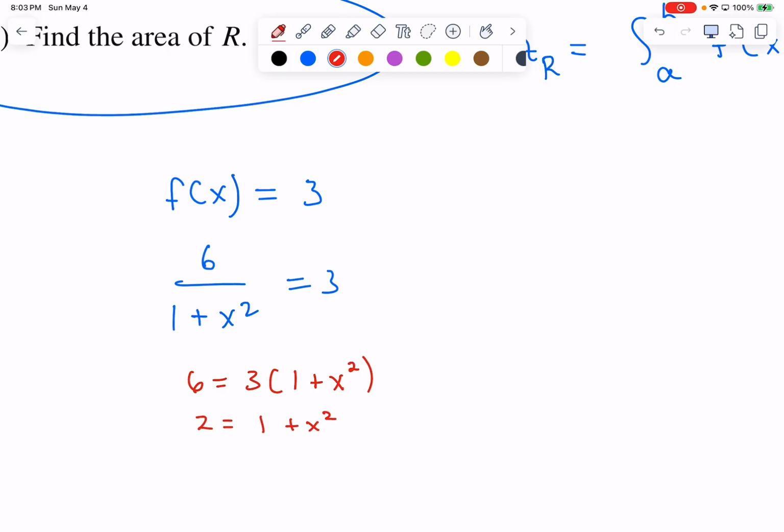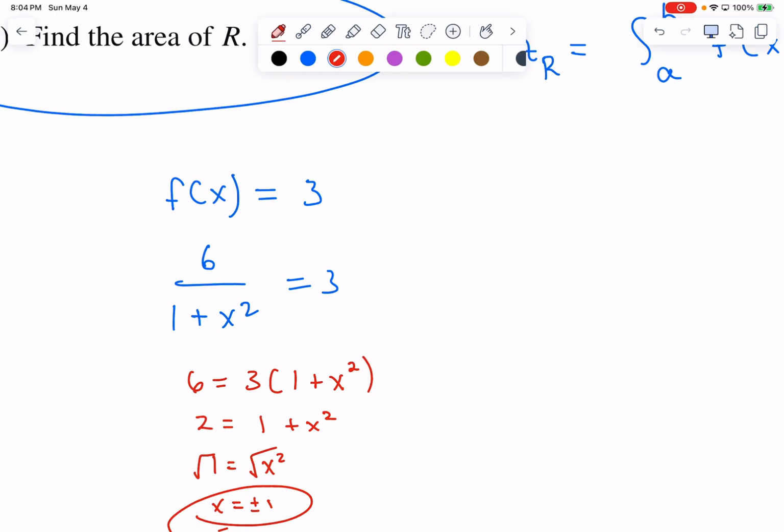But if you distributed the 3, will it still work? Yeah. Now what do you do? Minus the, what? I divided by the 3, so mine's a 2 now. Okay, so what do you do now? Minus the 1, so you get 1 equals x squared. Now what do you do? So what does x equal? Plus or minus 1. There's your limits of integration.